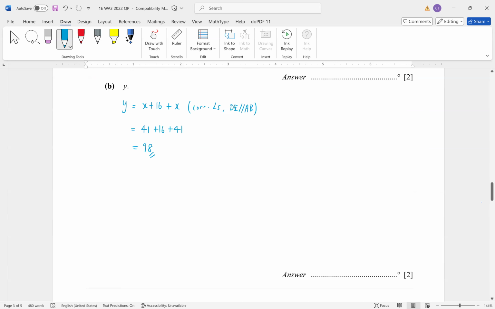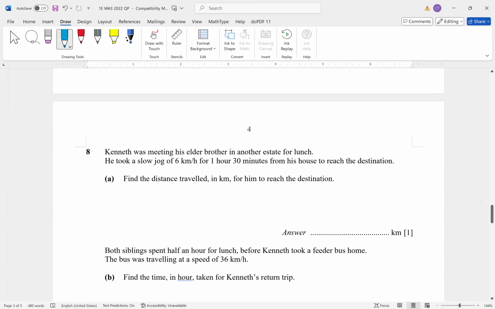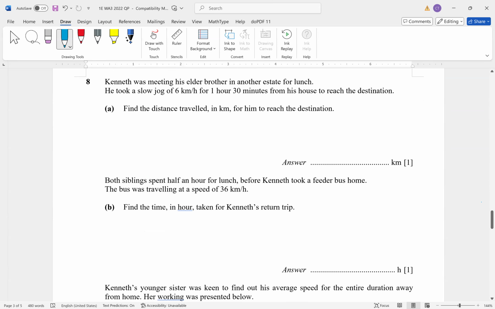Let's move on to the next question. The next question is regarding speed. Kenneth was meeting his elder brother in another estate for lunch. He took a slow jog of 6 kilometers an hour for 1 hour 30 minutes from his house to reach the destination. Find the distance traveled. I hope you still recall the triangle that we learned in class.